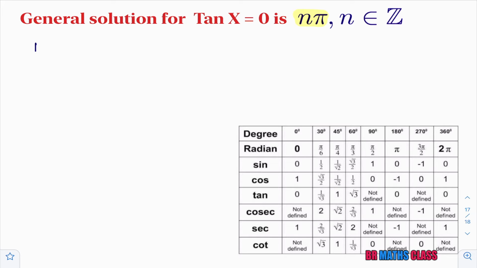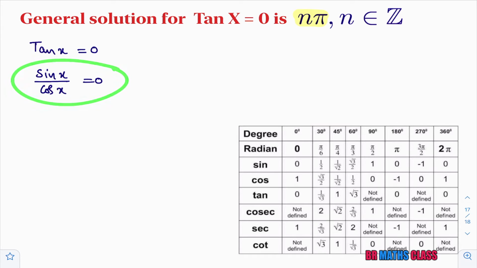First, I will take the given trigonometric equation. What is the given trigonometric equation? Tan x equal to 0. Here, before proceeding further, I know that tan x can be written as sin x divided by cos x. So sin x divided by cos x equal to 0. Here you can observe whenever sin x is 0, at that time this tan x will become 0.